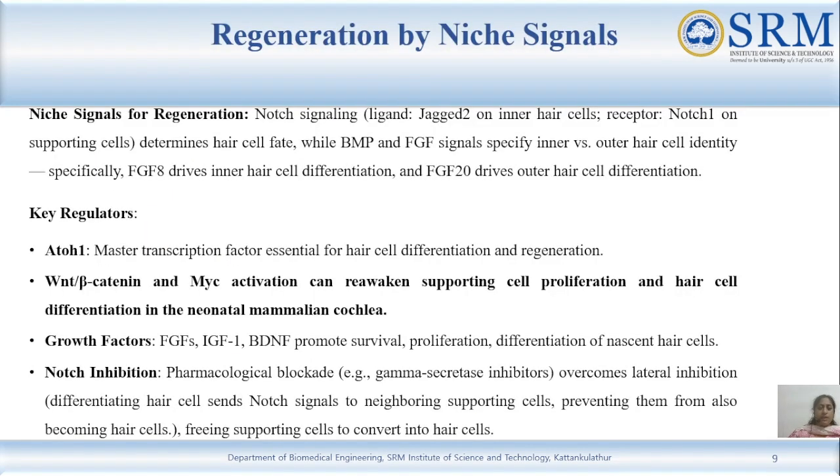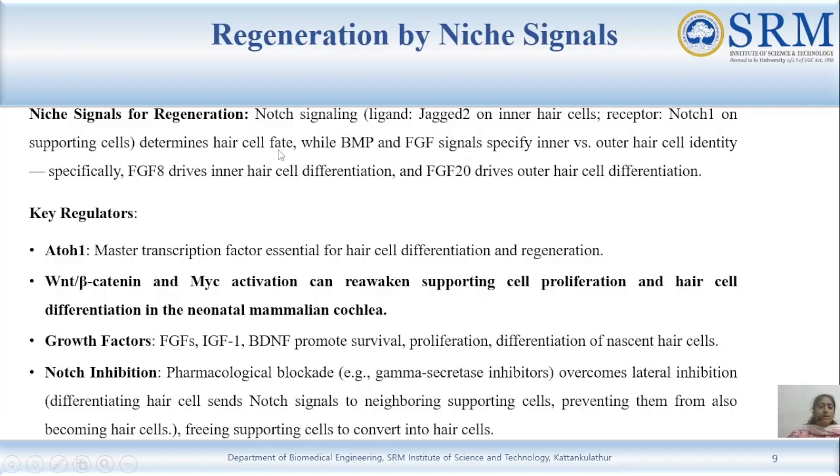So coming to the regeneration by Notch signals. We have different signaling pathways that can control the signaling that occurs in the stem cells. Notch signals are nothing but the signals that are necessary to maintain the stem cell like characteristics.